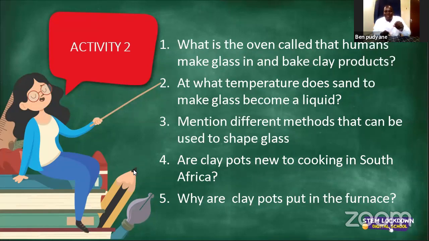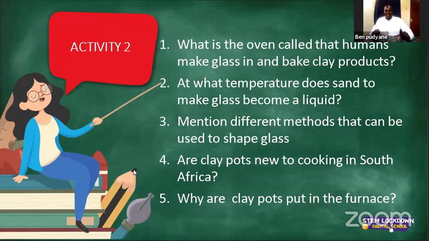Number 2, at what temperature does sand make glass to become liquid? Between 500 and 1000 degrees. 1700 degrees. Thank you very much.